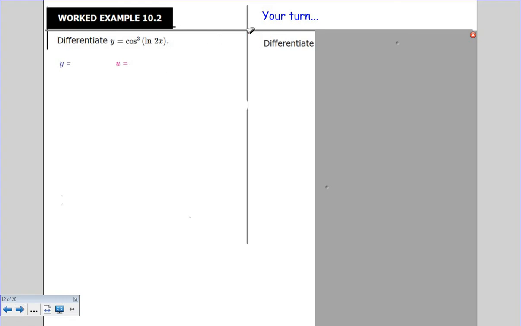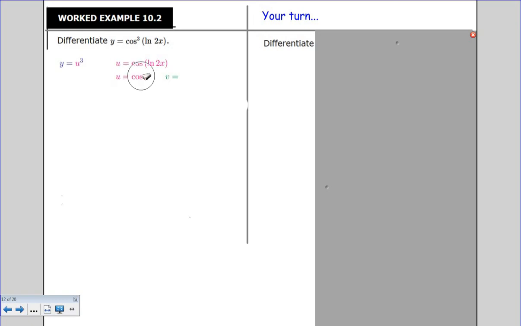Right, this is an altogether more challenging question because we have got functions within functions within functions. So we know that cos cubed of something means cos of something in brackets cubed. So let's start by doing that. So our u is going to be cos of natural log 2x, and then we just cube that for our y. Okay, now unfortunately, in cos of natural log 2x, we've got a function cos of another function, natural log 2x.